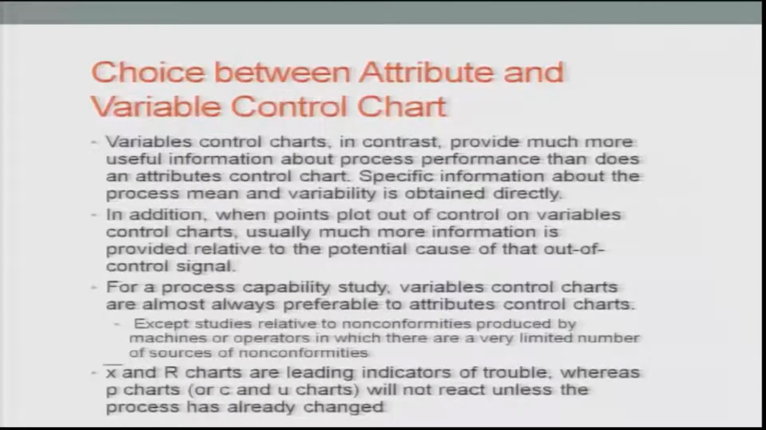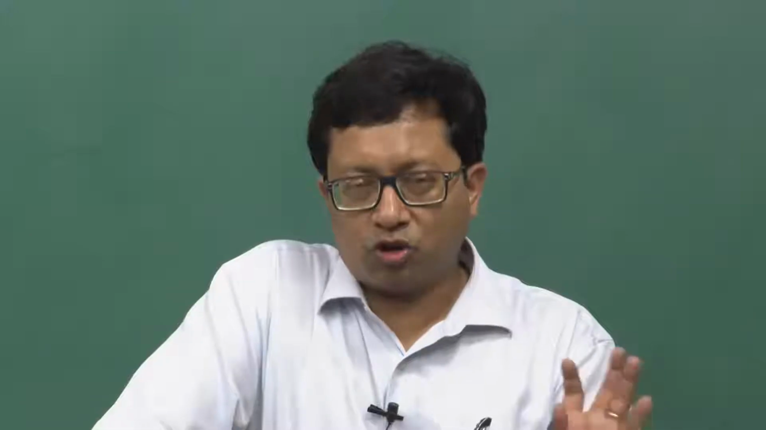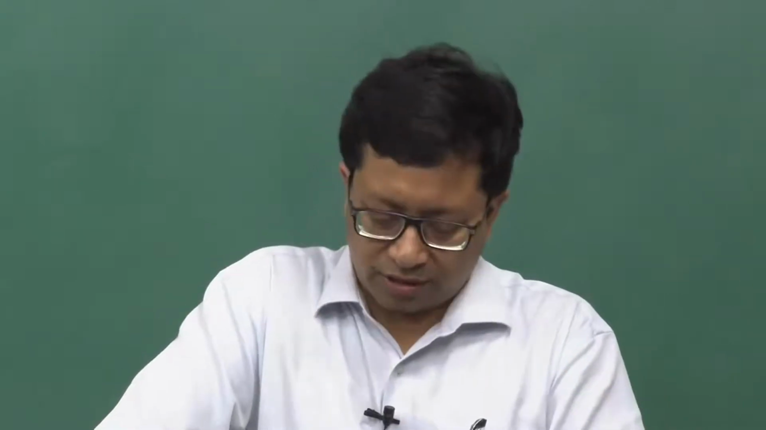Variables control charts in contrast provide much more useful information about the process performance than do attributes control charts. Specific information about the process mean and variability is obtained directly. In addition, when points plot out of control on variable control charts, usually much more information is provided relative to the potential cause of that out of control signal. So, we are able to pass judgments for the variable control charts much more authentically and much more logically than for the attribute control charts.